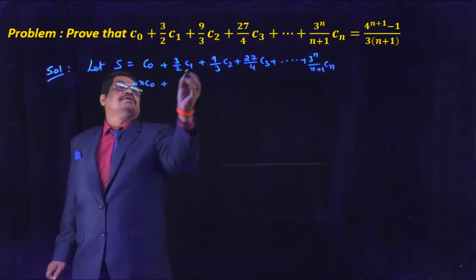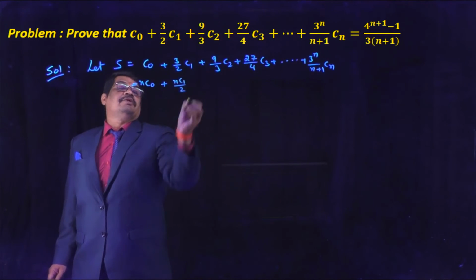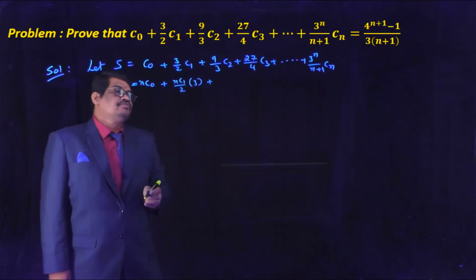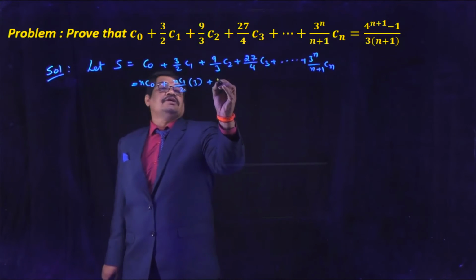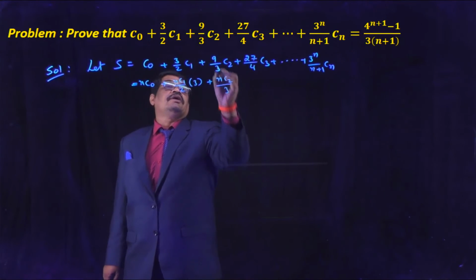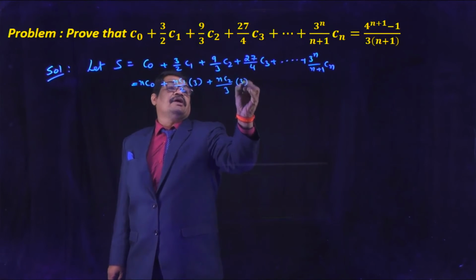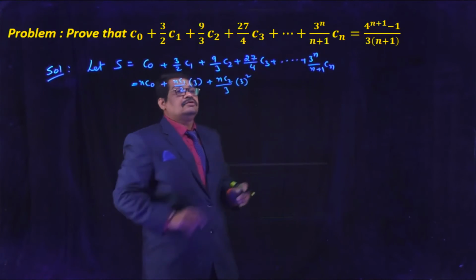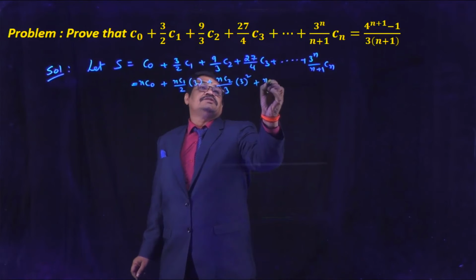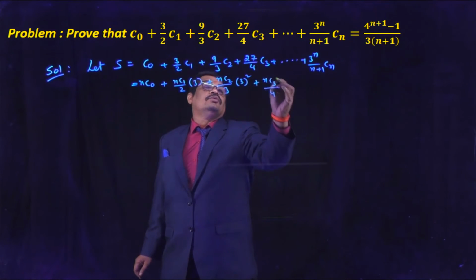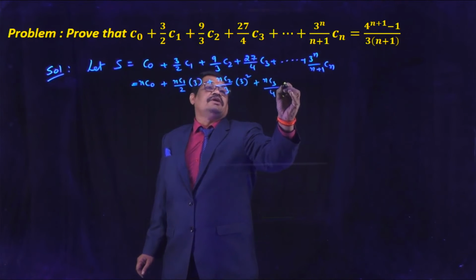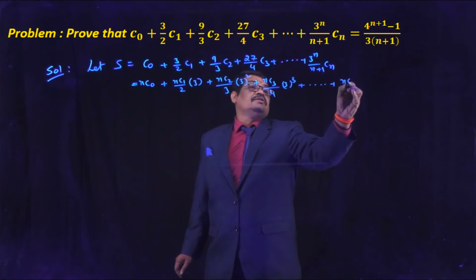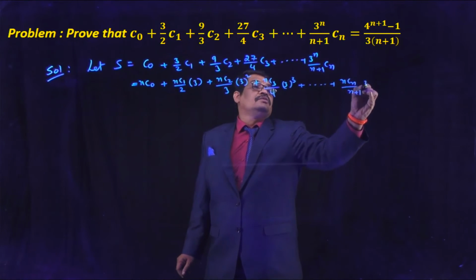Next we write C1 as nC1, with denominator 2, and the 3 comes last. Next, C2 can be written as nC2 by 3, and 9 can be written as 3 square. Next we write nC3 by 4 into 27, that is 3 cube, and so on, plus nCn by n plus 1 into 3 to the power of n.